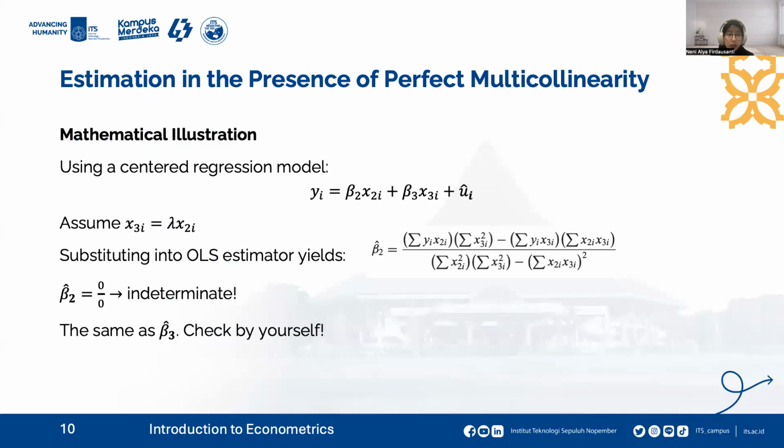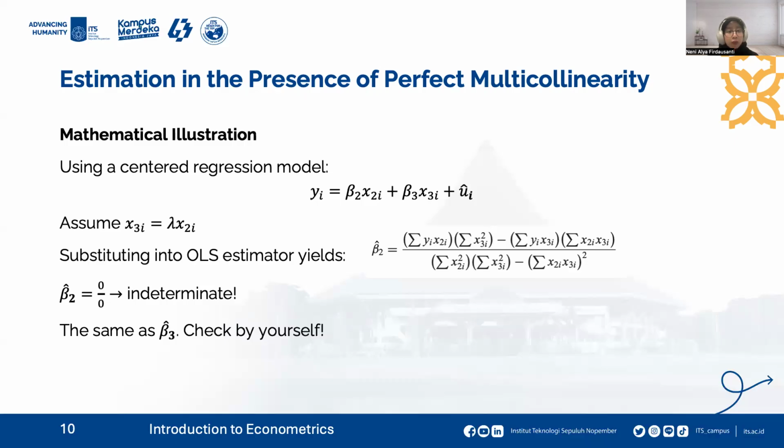And then this is the estimation in the presence of perfect multicollinearity. To introduce the effect of multicollinearity, I will show you this mathematical illustration. Earlier in the slide, I said that in perfect multicollinearity, regression coefficients are indeterminate, so we cannot determine the coefficient, and the standard error will become infinite. This problem only arises when variables are perfectly collinear, which means that they have a correlation coefficient of 1.